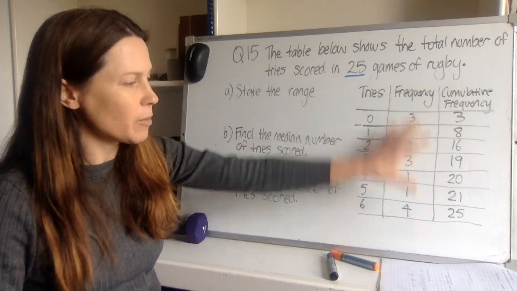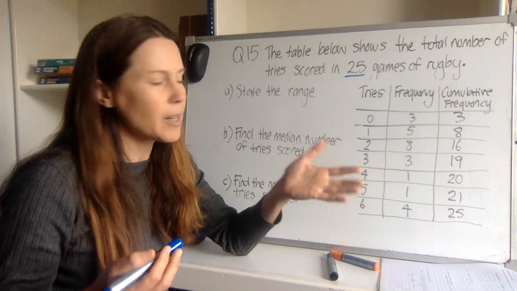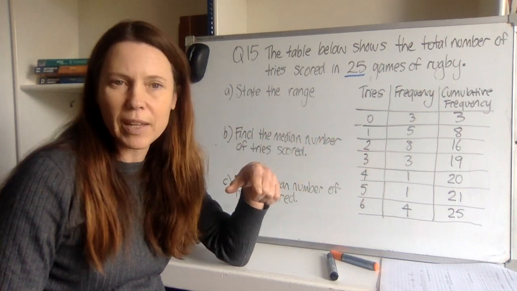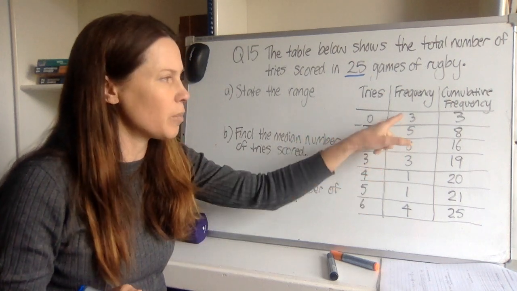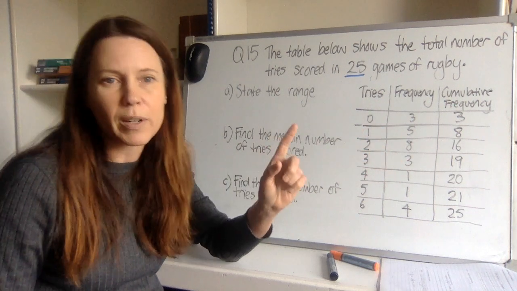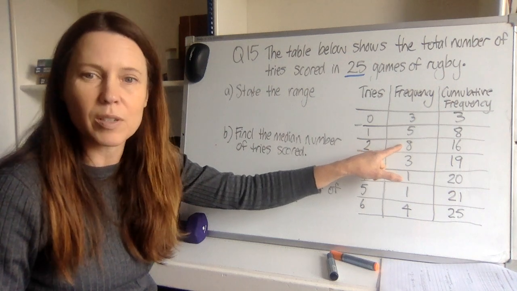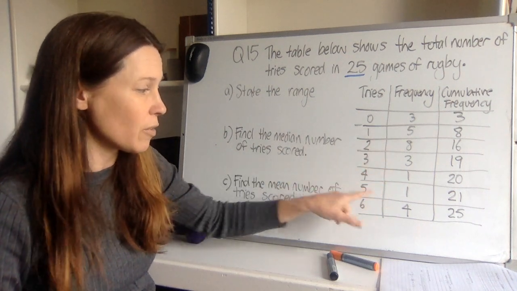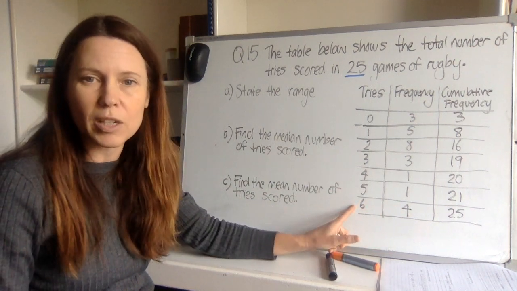So the first thing I would do with this question is just put it into your head what it really means. It's like we've come up to this rugby team and we've said, hey, you guys, in the last 25 games, how many times have you got no tries at all? And they've gone, oh, that happened to us 3 times. 5 times they've scored only 1 try in a game. 8 times they've got 2 tries. So that's something that happens to them quite a lot. 3 times they got 3, once they got 4, once they got 5, and 4 times, these were 4 good games, they actually scored 6 tries.